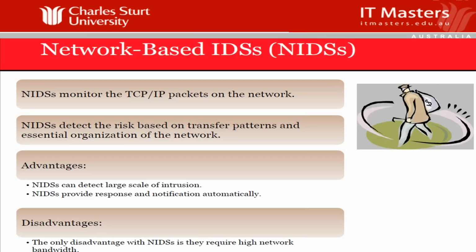We have also a network-based IDS, which we call NIDS. That's what I was talking about, sorry. The advantages of NIDS: it can detect large-scale intrusion, and it can provide response and notification automatically. But as with everything else, it has a disadvantage. The only disadvantage is they require high network bandwidth. That's why NIDS are usually used if you have a direct connection to the internet. If you're not using an ISP, then probably you have a NIDS in your network.